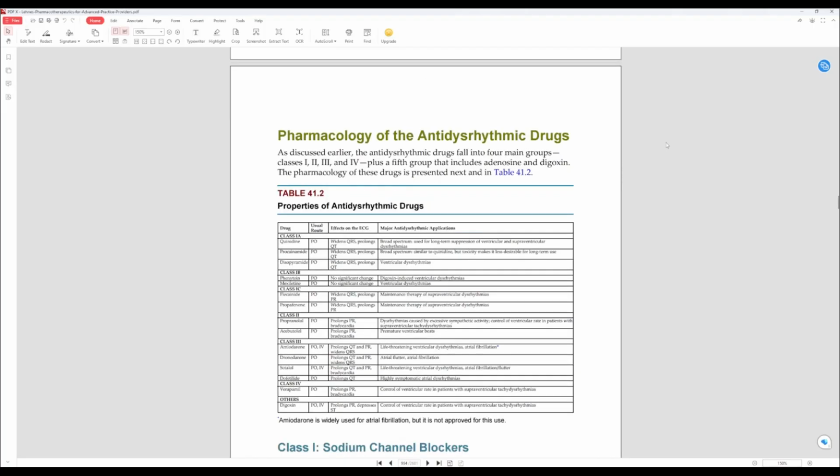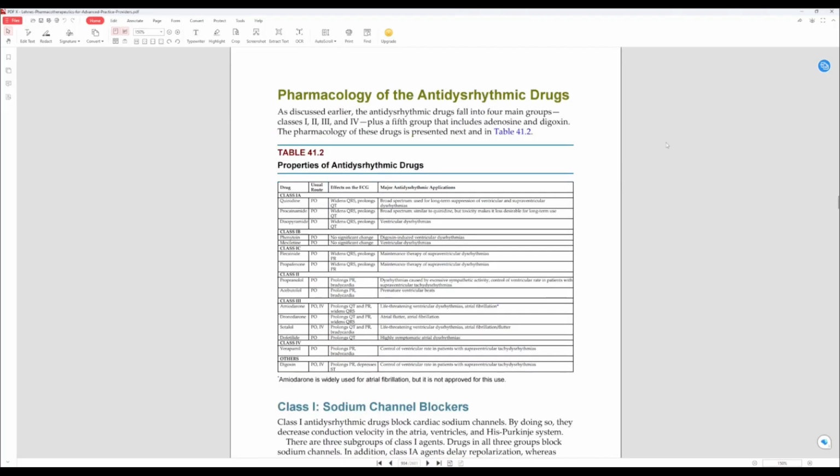So, looking specifically at the pharmacology of antidysrhythmic drugs. Again, as discussed earlier, the antidysrhythmic drugs fall into four main groups plus that fifth group that includes adenosine and digoxin. Again, here is an excellent spot to hit pause so you can look at this table that shows the properties of antidysrhythmic drugs.